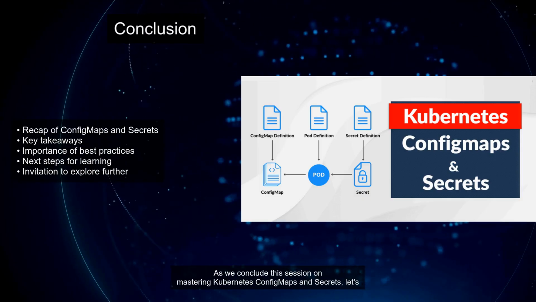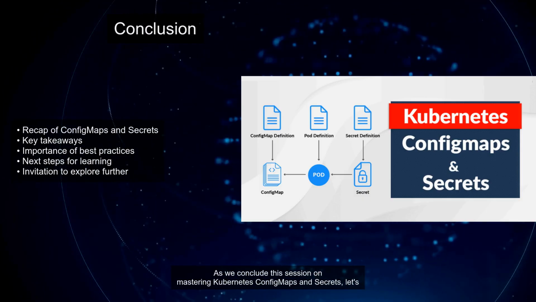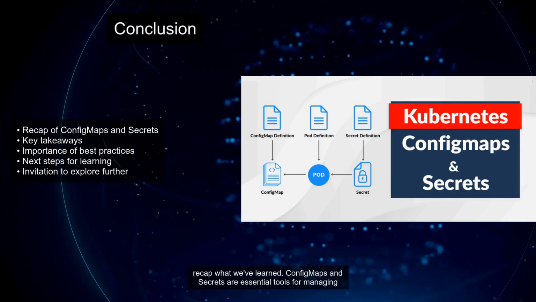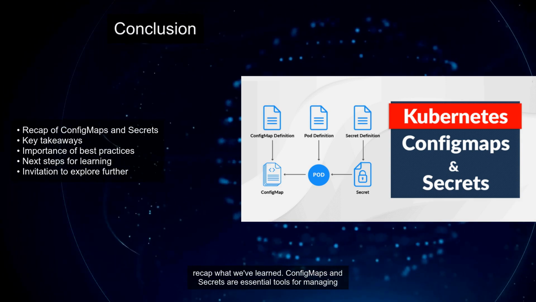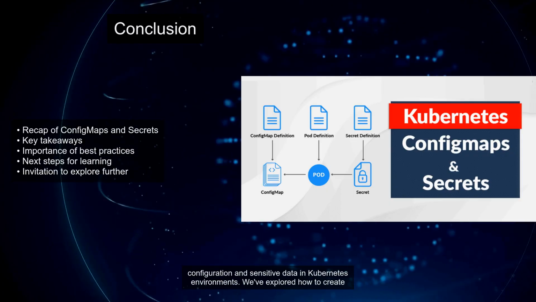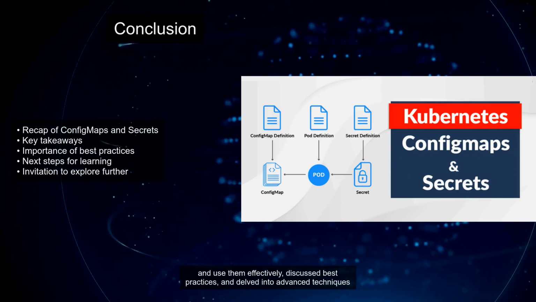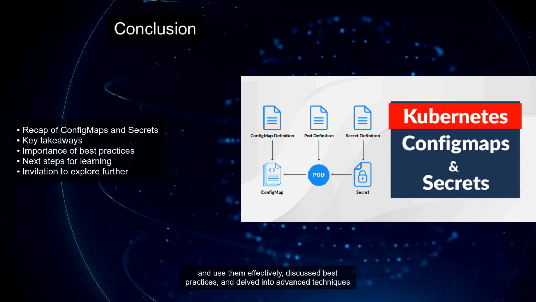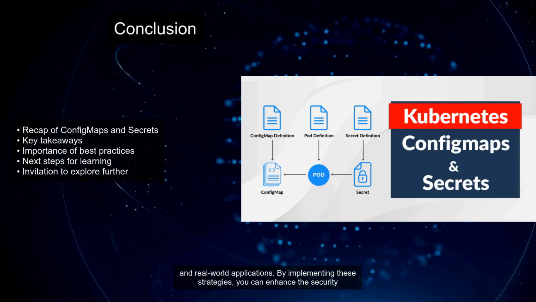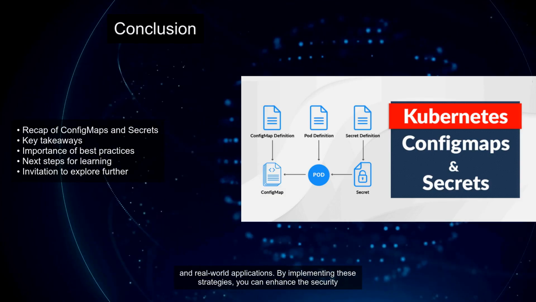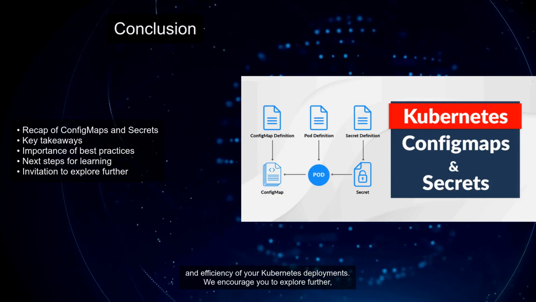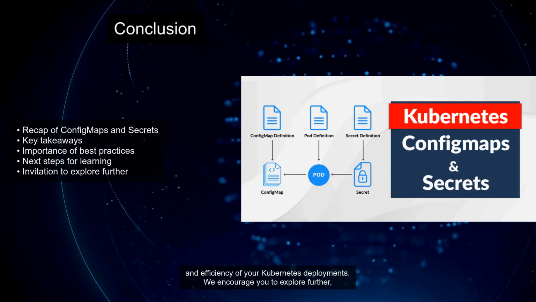As we conclude this session on mastering Kubernetes config maps and secrets, let's recap what we've learned. Config maps and secrets are essential tools for managing configuration and sensitive data in Kubernetes environments. We've explored how to create and use them effectively, discussed best practices, and delved into advanced techniques and real-world applications. By implementing these strategies, you can enhance the security and efficiency of your Kubernetes deployments.